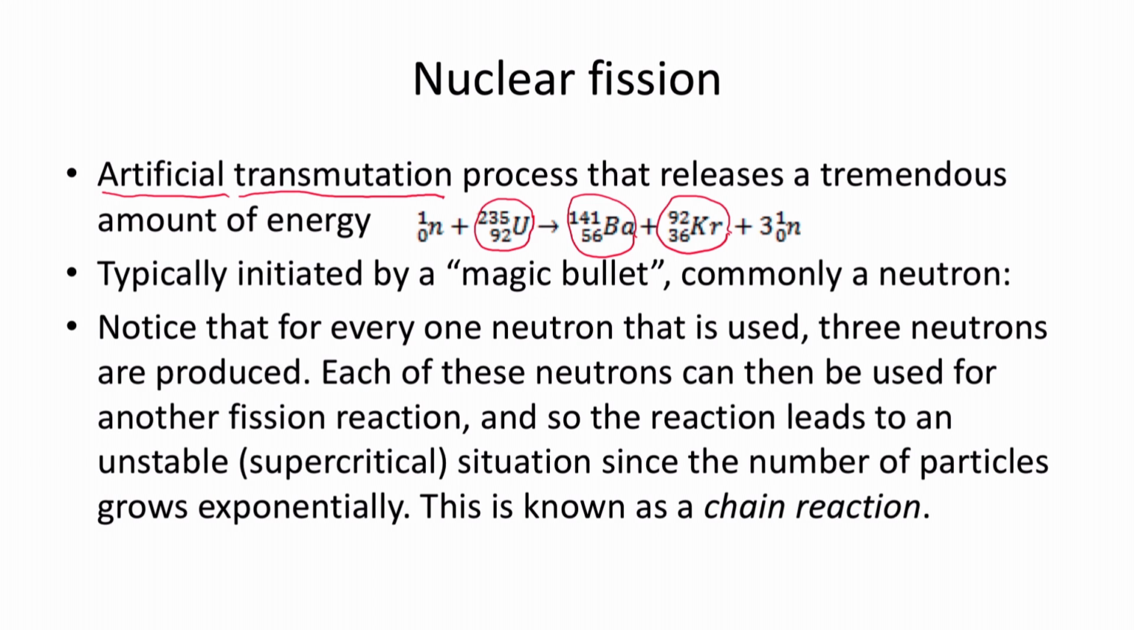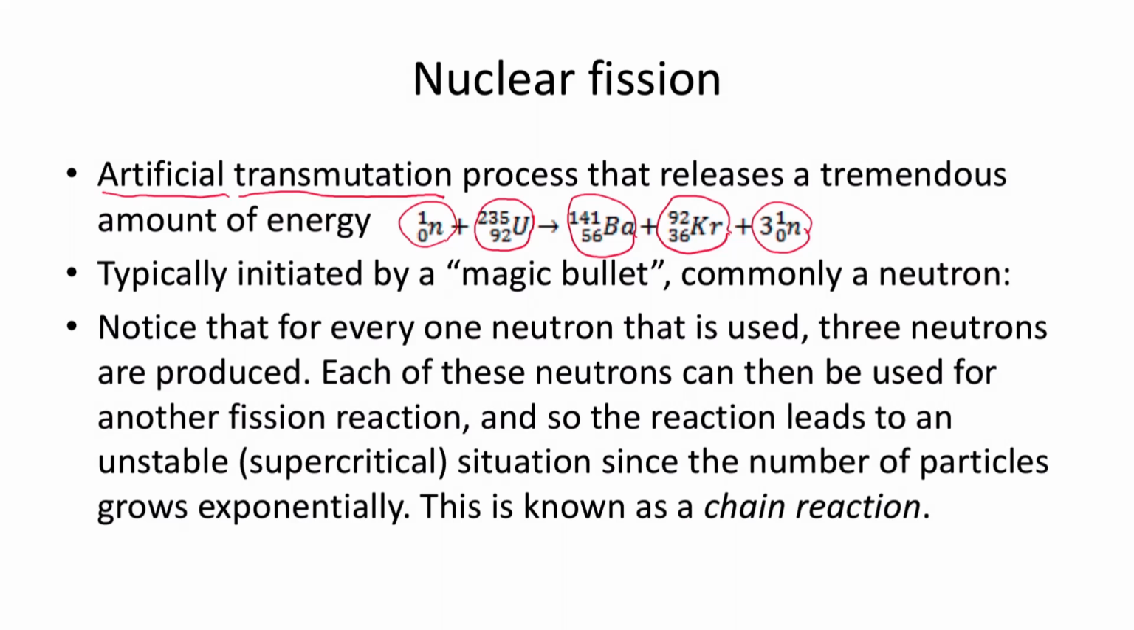When I balance the numbers, I'll notice that it doesn't quite work, right? I need another 3 neutrons on the right-hand side compared to 1 neutron on the left side to balance this, okay? So notice that for every 1 neutron that I used, I produced 3 new neutrons. Each of those 3 neutrons that I made could act as yet another magic bullet. So, and kind of each one can hit a different nucleus of uranium.